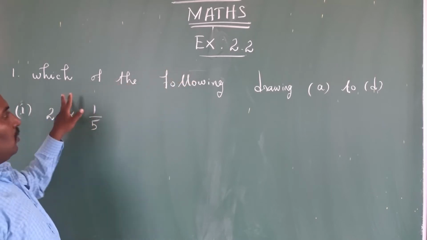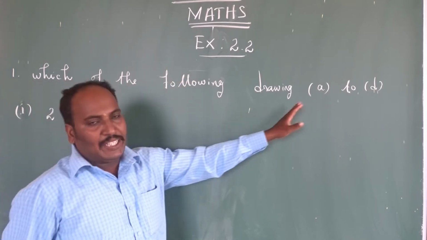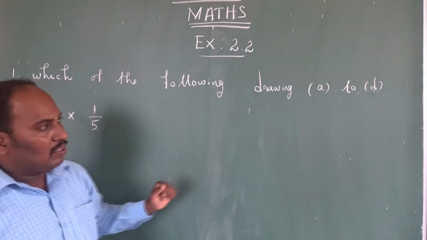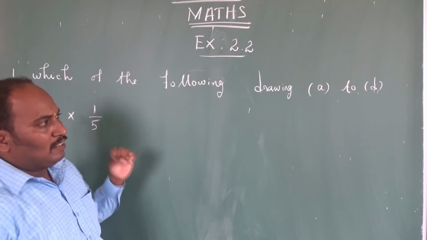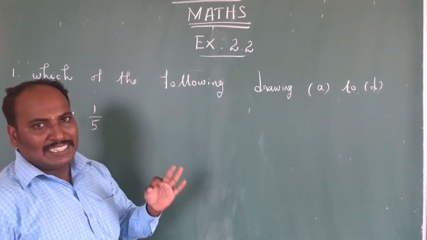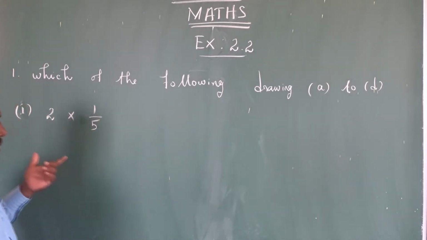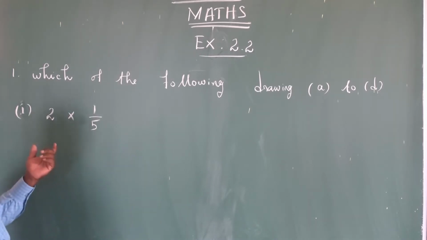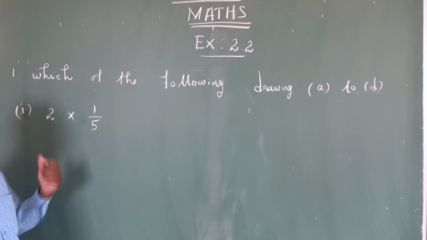Exercise 2.2. Which of the following drawings A to D? We have four diagrams, A, B, C, D. The first one is 2 into 1 by 5.